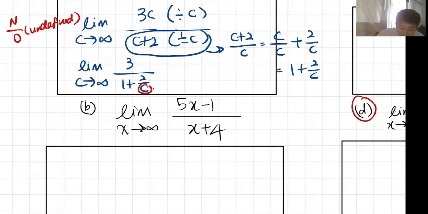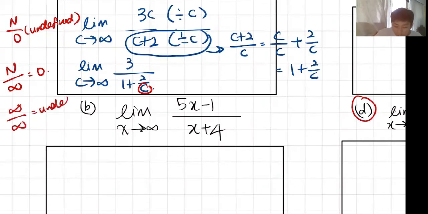But when I have anything divided by infinity, we like it, because it will give you 0. You must think of it: anything divided by infinity will give you 0. But infinity over infinity is not. Infinity over infinity will give you undefined. I'll summarize this for you later.